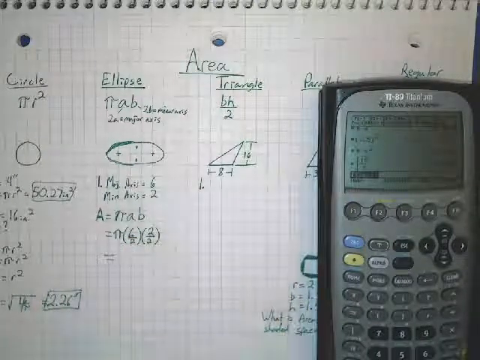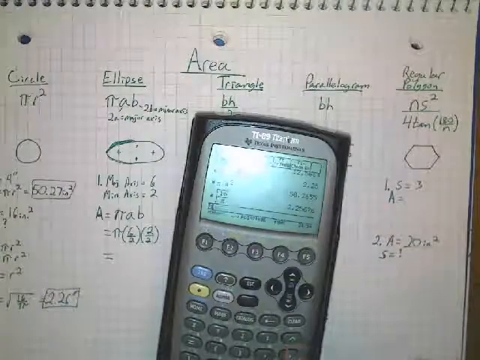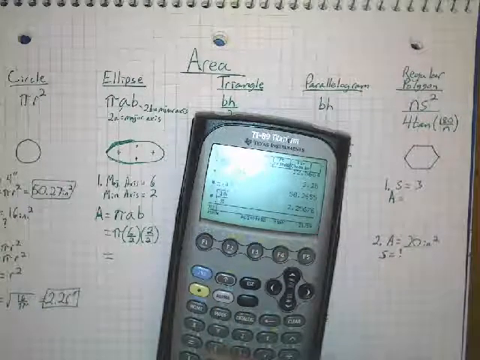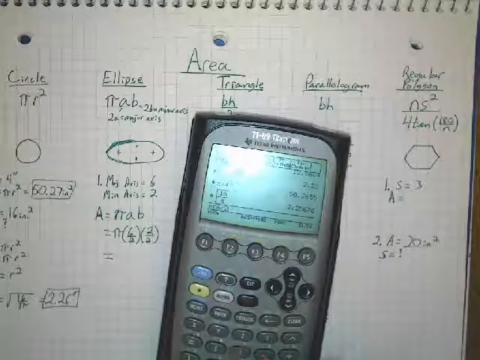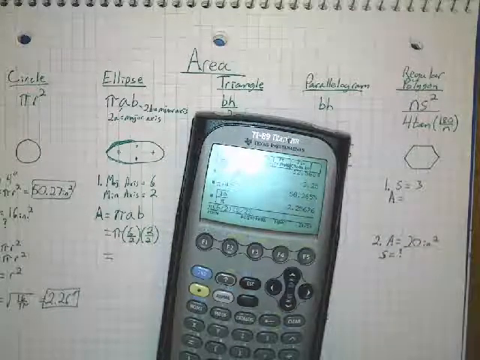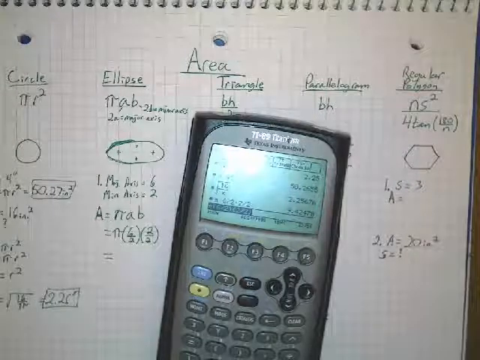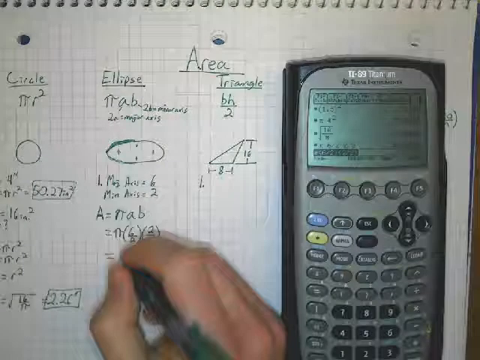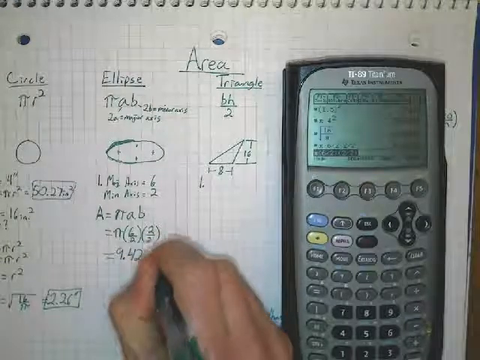So if I do all of that, I say pi times, if you don't know what 6 over 2 is, plug it in. 6 over 2 times 2 over 2. And I should get something around a 9. Yep, 9.42, let's call it. 9.42 inches squared.